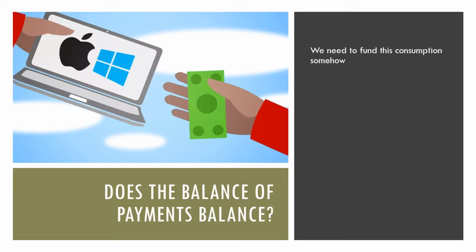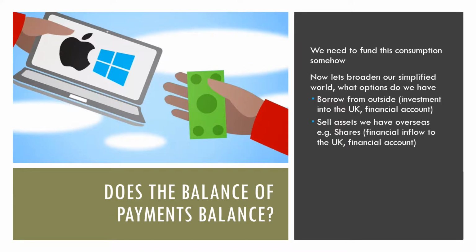We need to broaden this a little bit further now to explain how we might fund this consumption if we can't fund it through our own savings or through banks. What would we need to do in order to have a current account deficit, to spend more foreign currency than we receive? We would need to borrow from outside. Now that borrowing from outside will be a positive in the financial account, or perhaps we'd have to sell some of our assets to overseas investors, and again that will be a positive in our financial account.